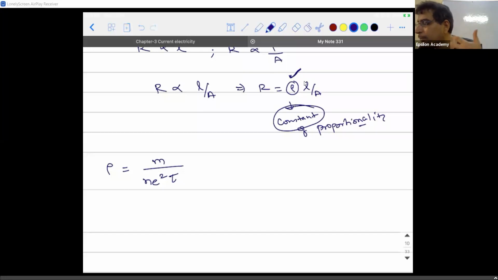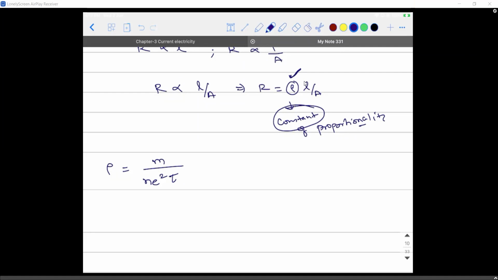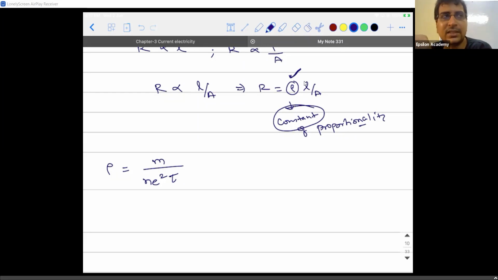I put a question, is it dependent on temperature? If it has to be dependent on temperature, look at the mathematical equation. What does m stand for? It is the mass of the electron. n stands for the number density, the number of electrons present per unit volume. You cannot change that. It's going to be a constant, because when you increase the temperature, the area and length will increase in such a way that the volume maintains its constant. So n is going to be constant.